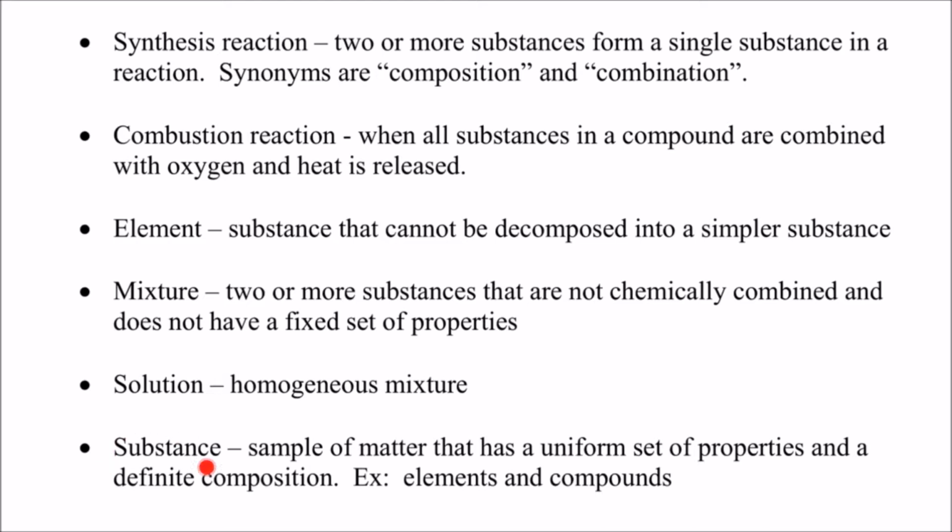And then substance, which we have used multiple times throughout our definitions. A substance is a sample of matter that has a uniform set of properties and a definite composition. So those would be these 2 things. Remember, way back at the beginning we talked about pure substances and mixtures. These are the pure substances. So anytime we say that word, we're either talking about an element or a compound.